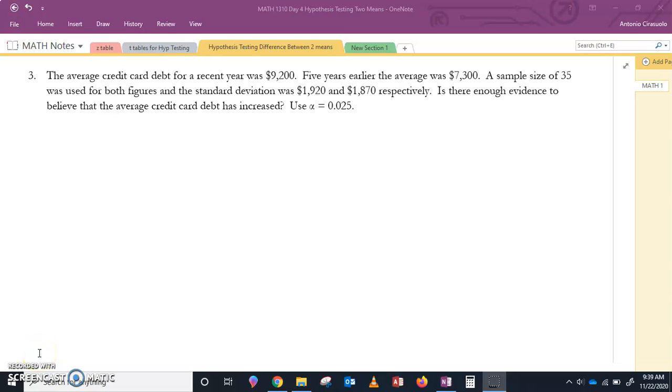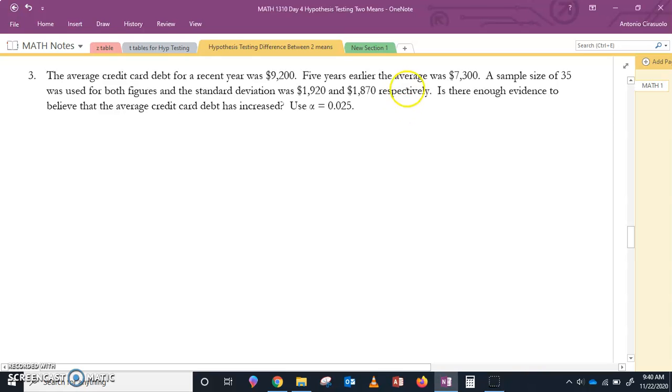So in this example, it states the average credit card debt for a recent year was $9,200. 5 years earlier, the average was $7,300. A sample size of 35 was used for both figures, and the standard deviation was 1,920 and 1,870, respectively. Is there enough evidence to believe that the average credit card debt has increased?